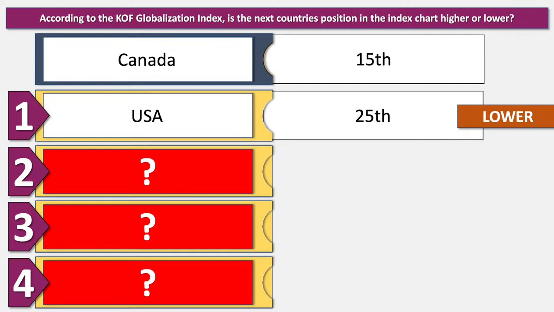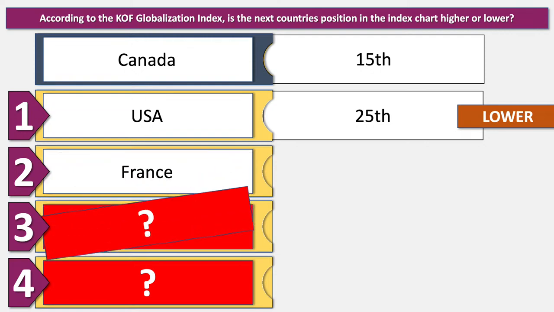So the lower the number, the more globalized you are. Got it. So this is actually a top tip when you are looking at data, double check you understand what the direction of travel is. Okay. So here, the bigger the number, the less globalized you are. So let's have a look at France this time then. What do we think? Is France going to be more globalized than the USA or less?